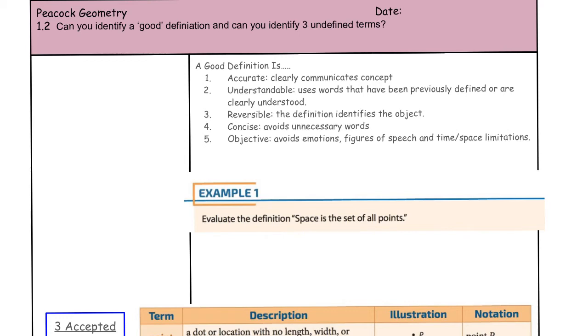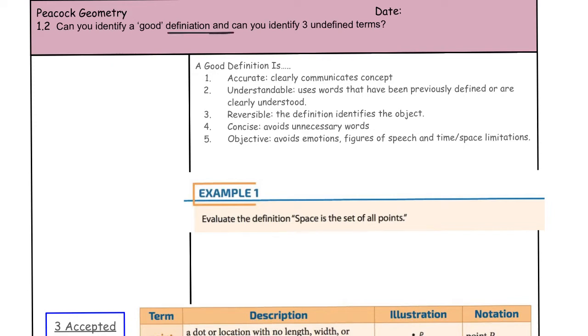Okay, friends, this is section 1.2. We're talking about, can you define a good definition? And can you identify 3 undefined terms? There's a typo in definitions. Sorry, friends. I'll fix it before you get your notes.